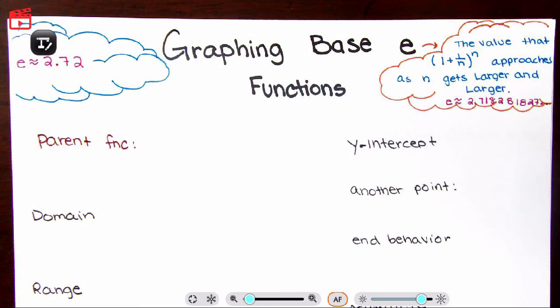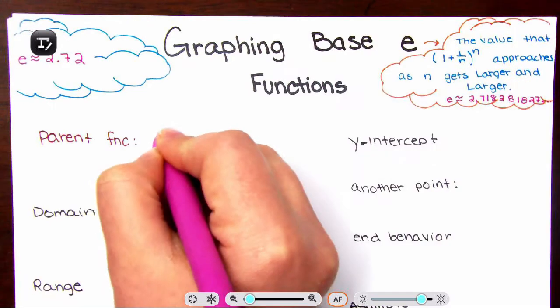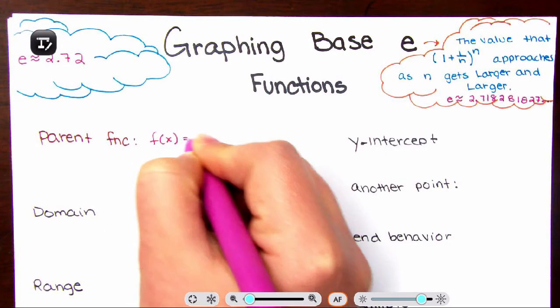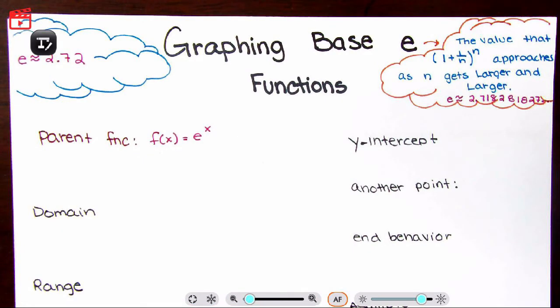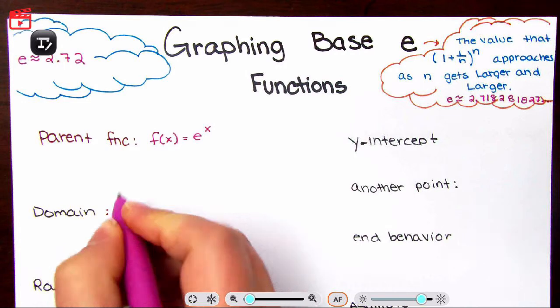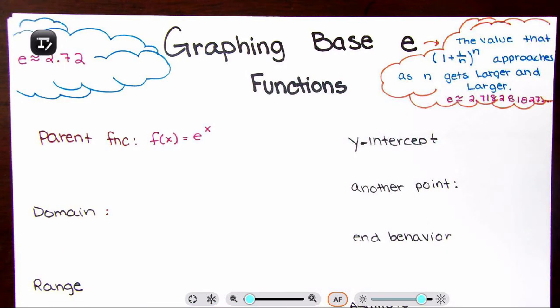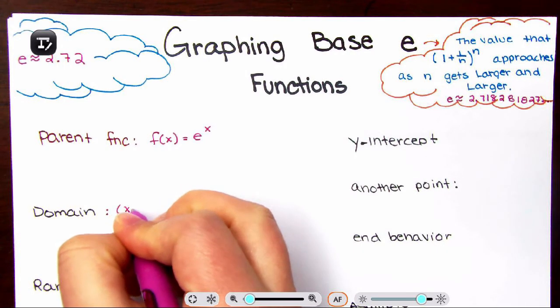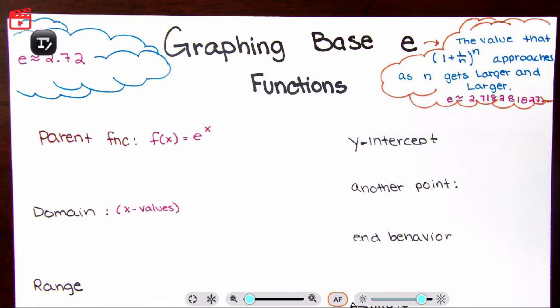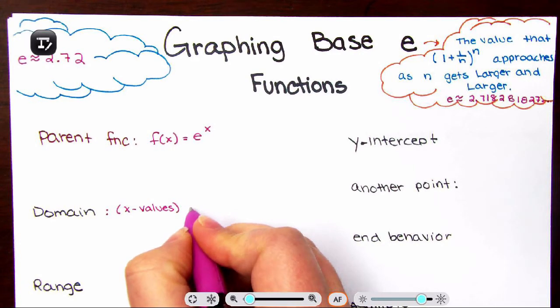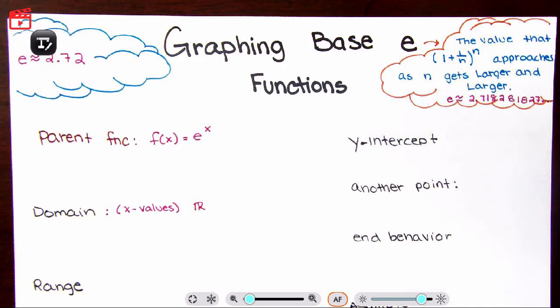Now, for our graphing, the parent function is f of x equals e to the x power, where e is your base. The domain of that is all real numbers. Now remember, domain is all possible x values. So the domain of your parent function is all real numbers, so it can go from negative infinity all the way up to positive infinity.